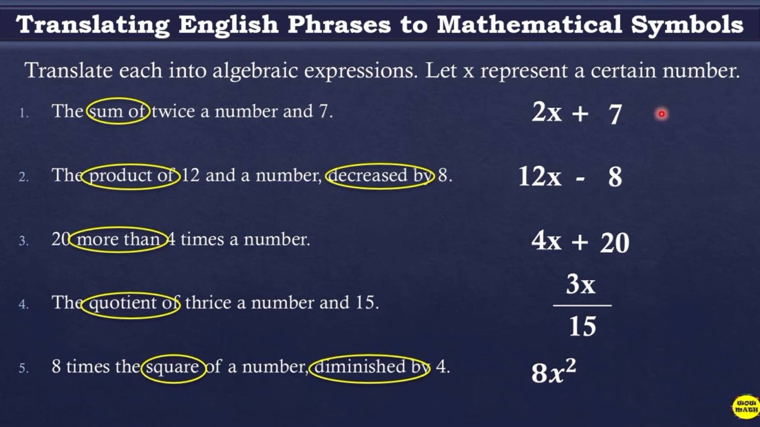Okay? So, we used x. It's used when it's a number, or depending on what was given in the direction. But in this example, we will be using x to represent a certain number. So, when there's a number like that, you represent it as a variable. Okay, so 8x squared. So, diminish is minus 4. Okay, diminish by 4. So, this is how we translate English phrases to mathematical symbols if you have two or more operations given in the English phrases.